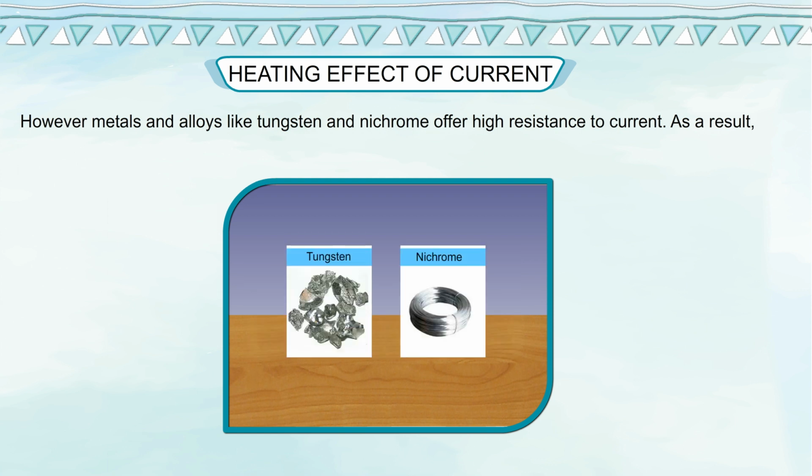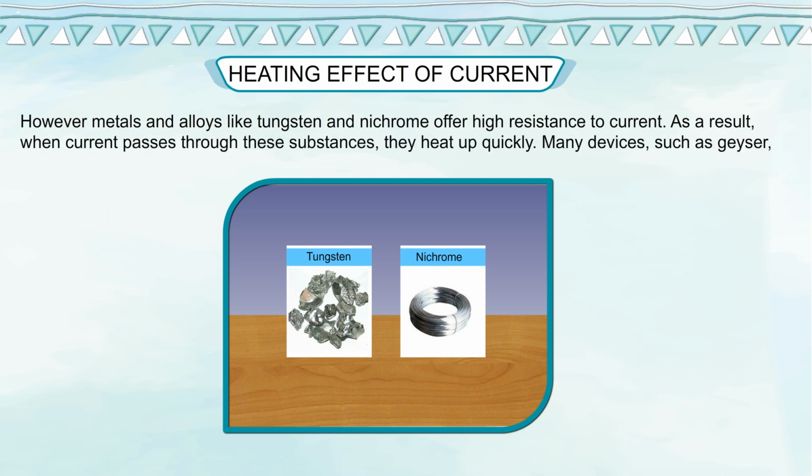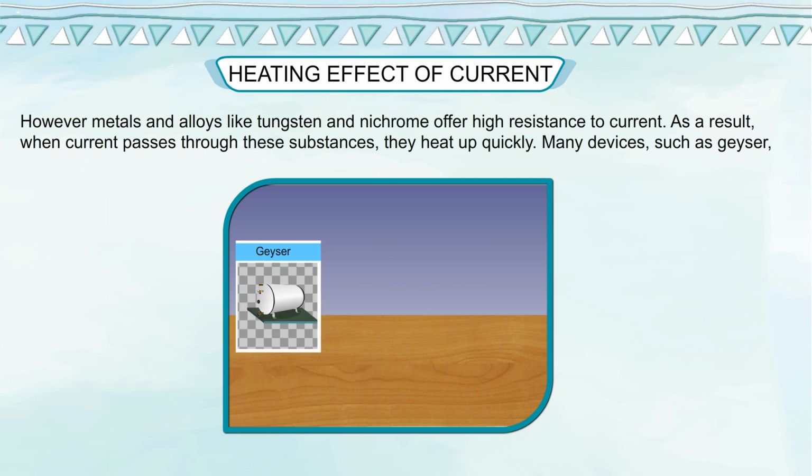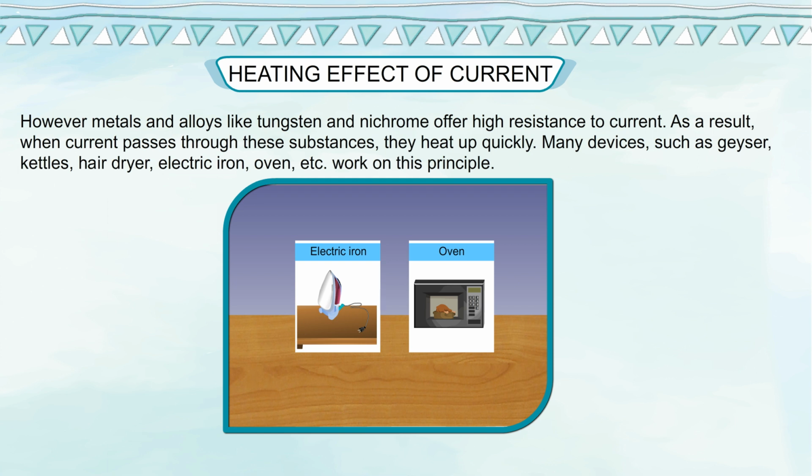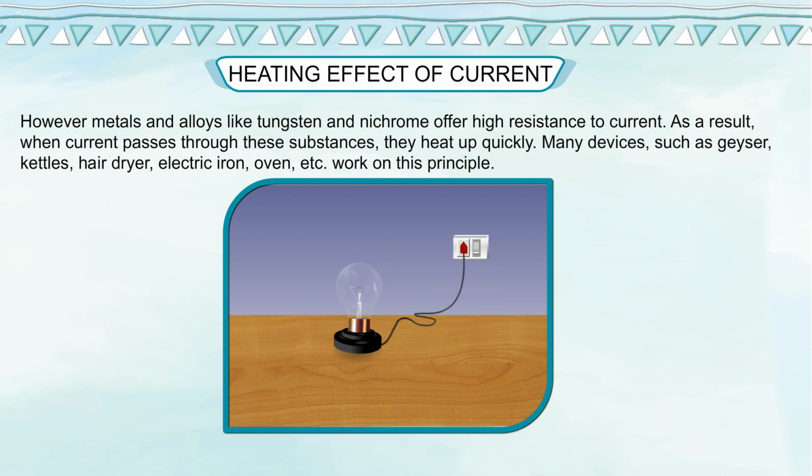However, metals and alloys like tungsten and nichrome offer high resistance to current. As a result, when current passes through these substances, they heat up quickly. Many devices such as geyser, kettles, hair dryer, electric iron, oven, etc. work on this principle.